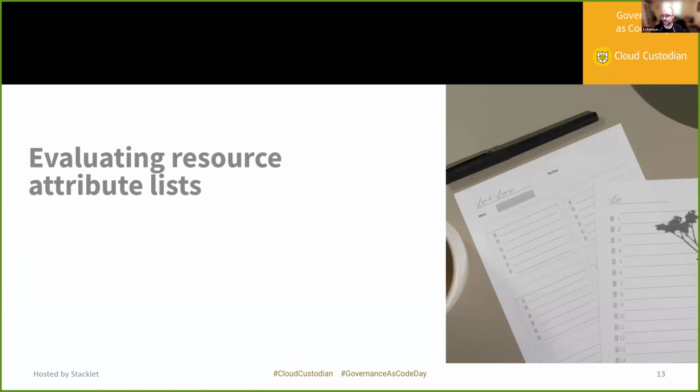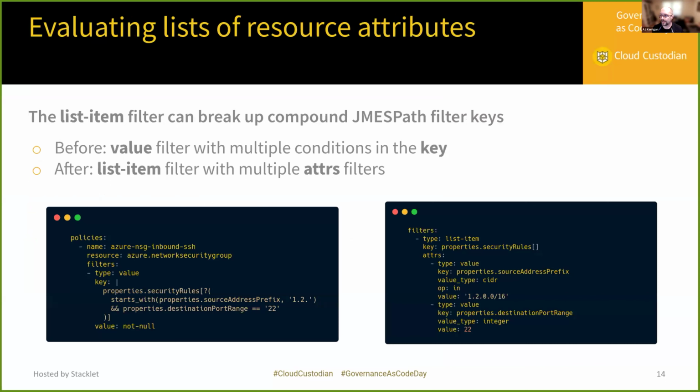And the last section here is on resource attribute lists. And the idea here is that there is a really handy filter called list-item. And when it comes up, it's pretty easy in Custodian to say, I have a resource with a property that contains a list of values, like a network security group might have security rules. And it's pretty easy to say, is there a security rule in here that has a given source address? Is there a rule in that list that has a certain destination port? Those are pretty straightforward filters.